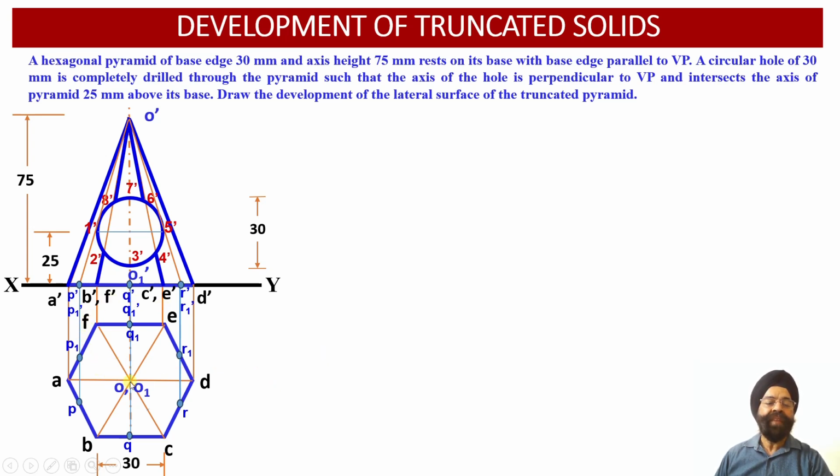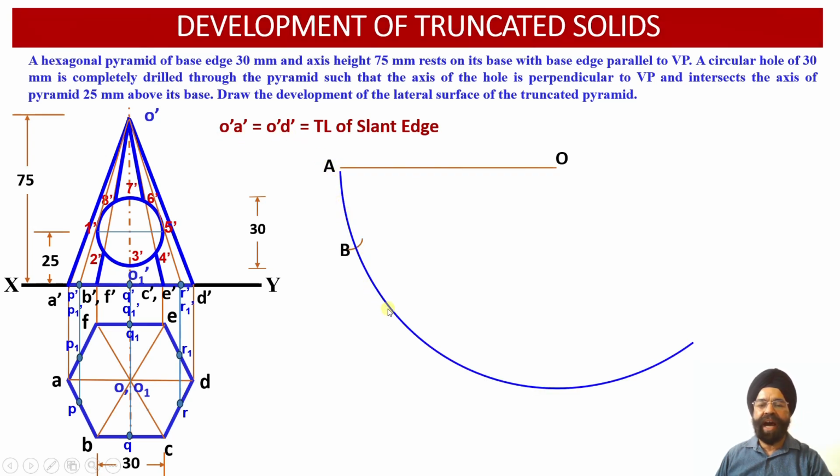Now we know that since the apparent lengths of the top view slant edges OA and OD happen to be parallel to the vertical plane, the slant edges O dash A dash and O dash D dash in the front view projections represent the true length of the slant edge of this hexagonal pyramid. Now with O as center, OA as radius equal to O dash A dash or O dash D dash, we are going to draw one arc with the radius equal to the true length of the slant edge over here. Now one true length we have already obtained regarding the slant edge.